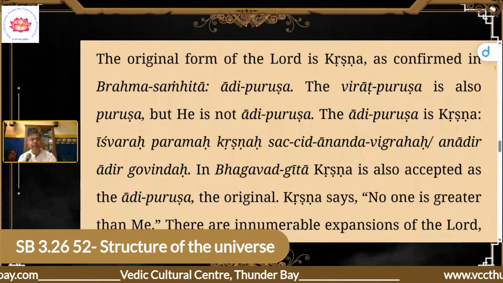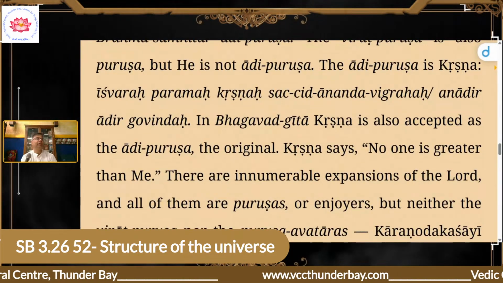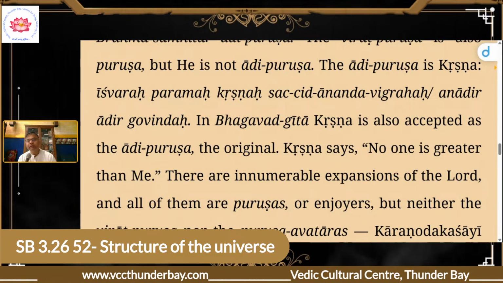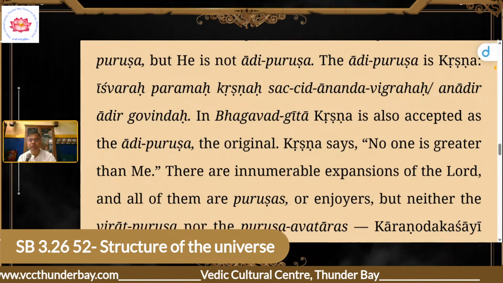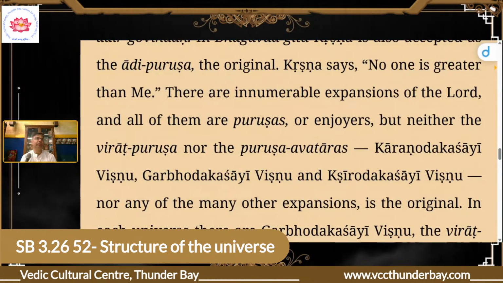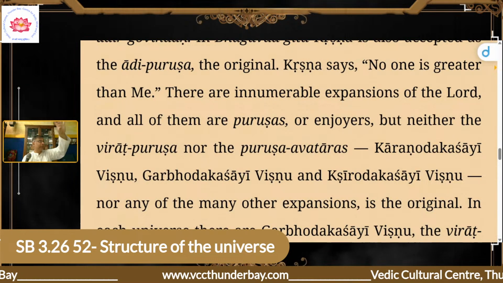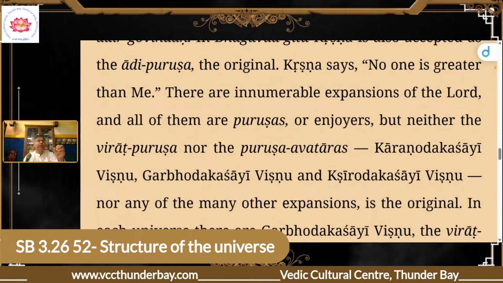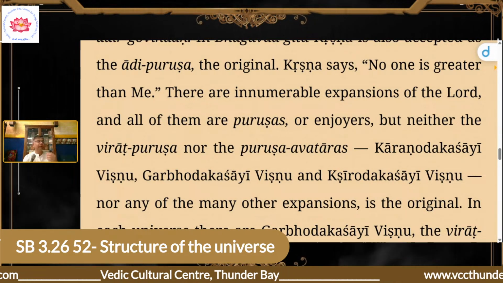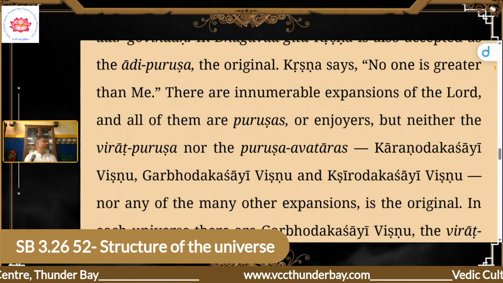In Bhagavad Gita, Krishna is also accepted as Adi Purusha, the original Purusha. Krishna says, no one is greater than Me. There are innumerable expansions of the Lord, and all of them are Purushas, or enjoyers, but neither the Virat Purusha nor the Purusha Avatars, Karanodakshayi Vishnu, Garbhodakshayi Vishnu, Kshirodakshayi Vishnu, nor any of the many other expansions is the original form. You see? Now, what we saw as Mahavishnu or Karanodakshayi Vishnu, from him comes Garbhodakshayi Vishnu. And then in each of you, each living entity, in you, in me, in all the living entities, there is Krishna in the form of Paramatma. And that is called Kshirodakshayi Vishnu.